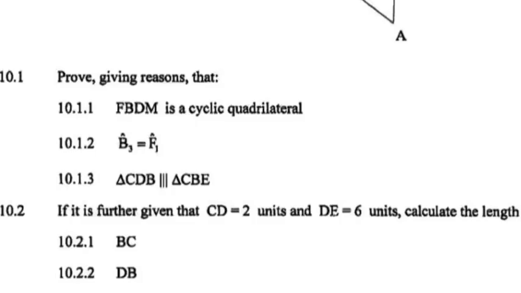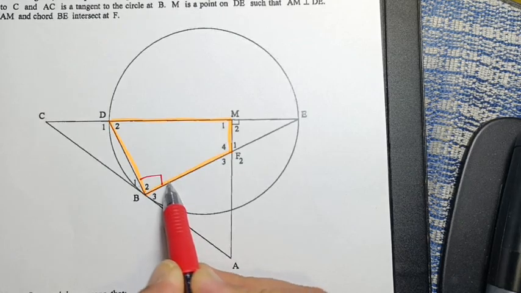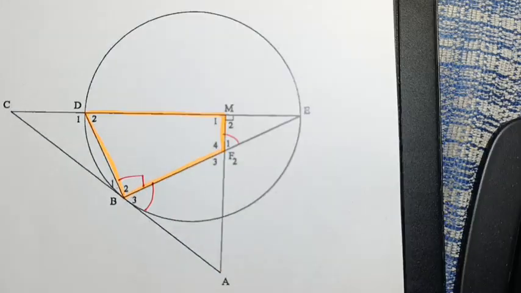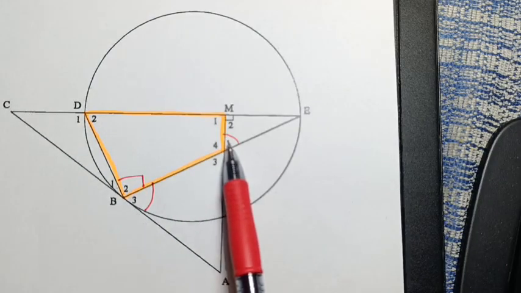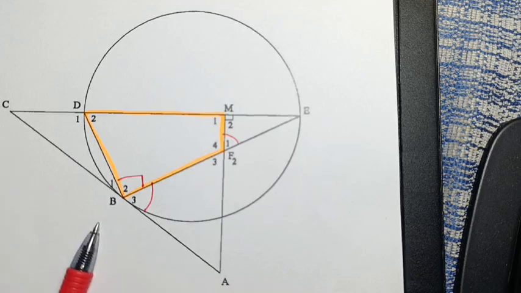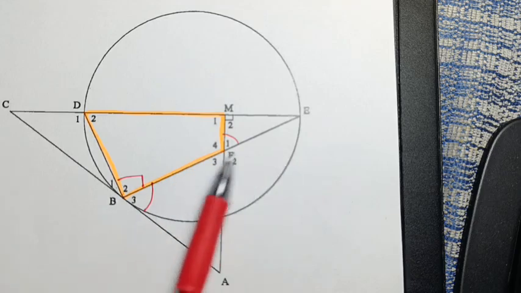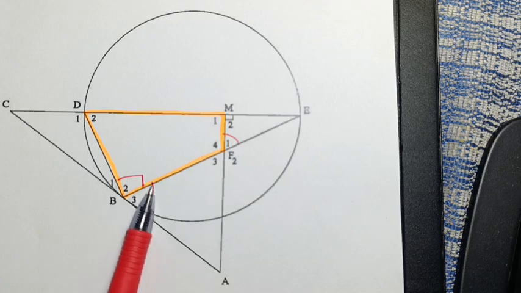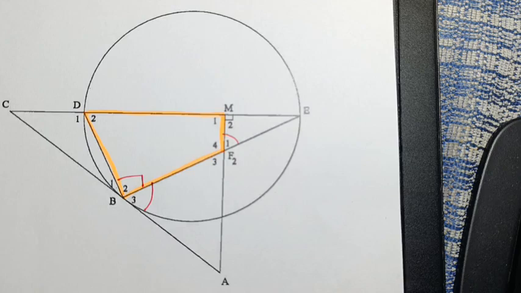10.1.2, angle B3 is equal to angle F1. So this B3 must be equal to F1, that we need to prove. Now this is quite an interesting question. AC is a tangent at B, and BE is a chord. Have a look. And this angle B3 is the angle between tangent and chord, forming another angle in the alternate segment.